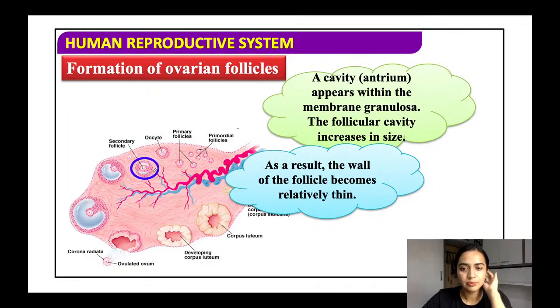Yes, now comes the important point. Just look at this, these are the primary follicles. Now just look at the secondary follicle. You can basically see an empty space or basically a cavity, this white thing here, all right, this part. So this cavity appears within the membrana granulosa and this will increase the size of the follicle, okay. So this cavity is called the antrum, okay. So as a result the wall of the follicle becomes thin, but the follicle is increasing in size because a new cavity has formed in it.